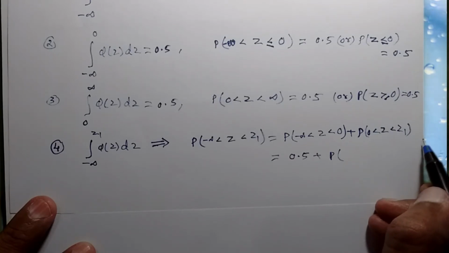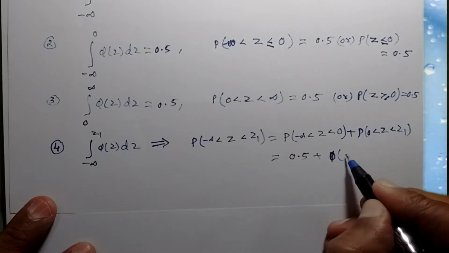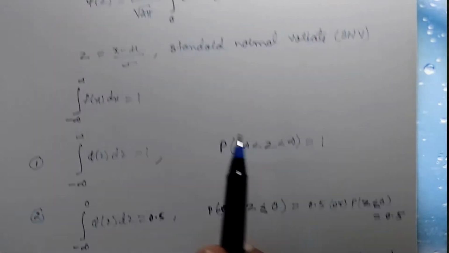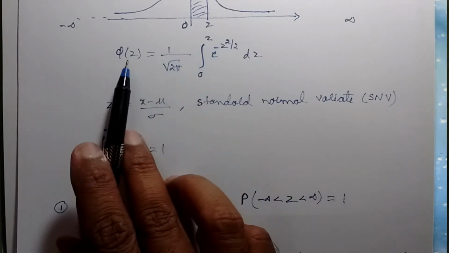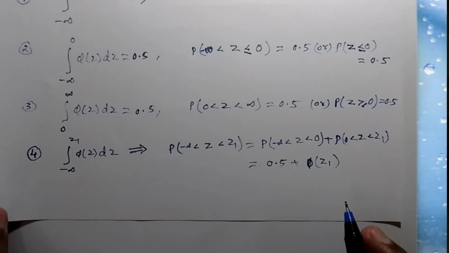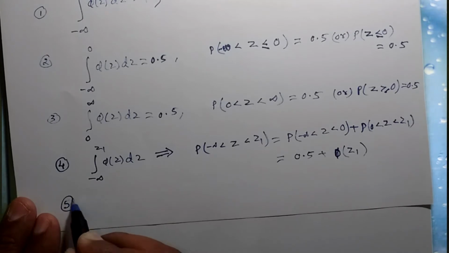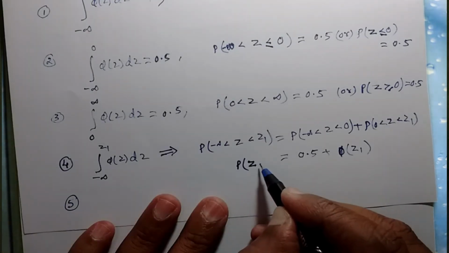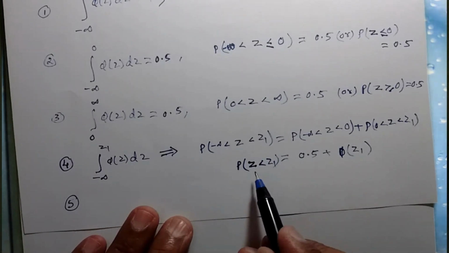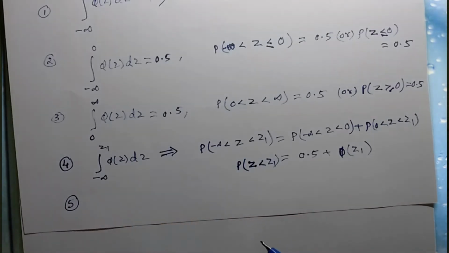This probability can be written in terms of phi of z1, because 0 to z1 is similar to 0 to z. If it is 0 to z, you write phi of z. Because it is 0 to z1 over here, we write phi of z1. Similarly, we can write one more result. The probability that z is less than z1 can be written in this way also, just ignoring the minus infinity. It is understood that when z is less than z1, the value of z lies between minus infinity to z1.